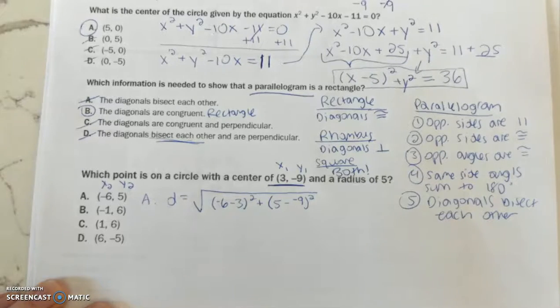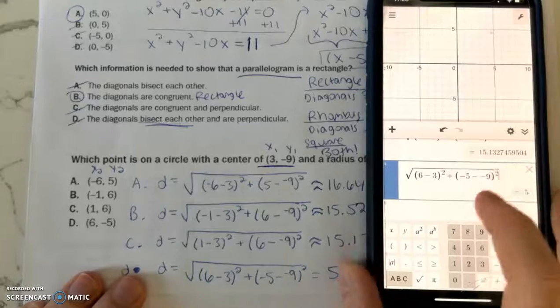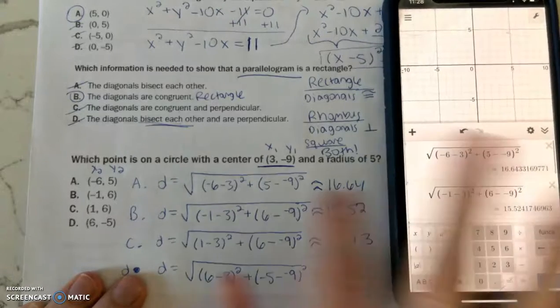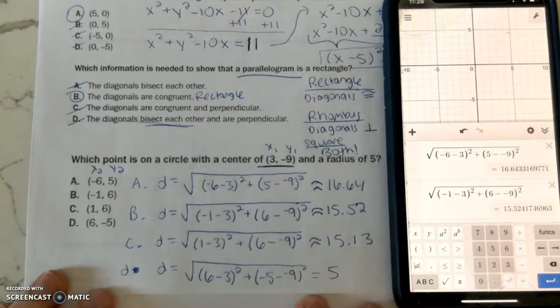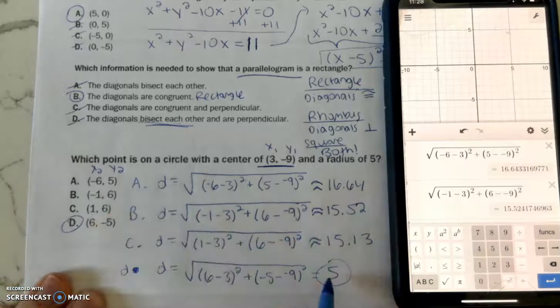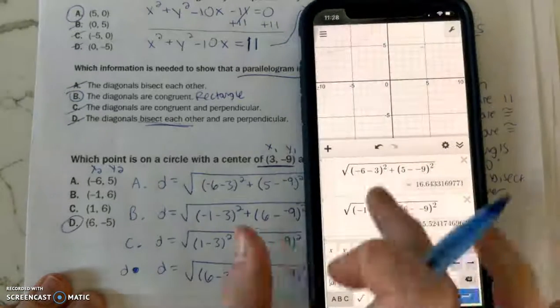All right, I'm going to go ahead and pause the video so I can write all these out. I put all these into Desmos, and I got the following answers. So looking at these, we can see that answer choice D is the only one that has the same radius. So D is the correct answer. And you can see how I put them in.